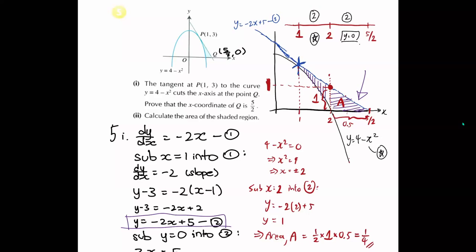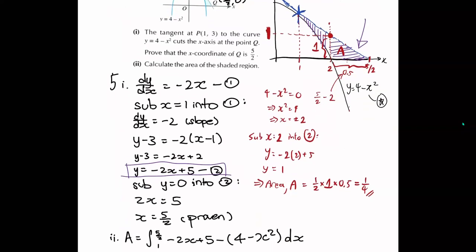Does that make sense? Okay. How do I get the 0.5 over here? It's 5/2 minus 2. Okay, I just write it down, 5/2 minus 2. Okay, good. So that is region A.